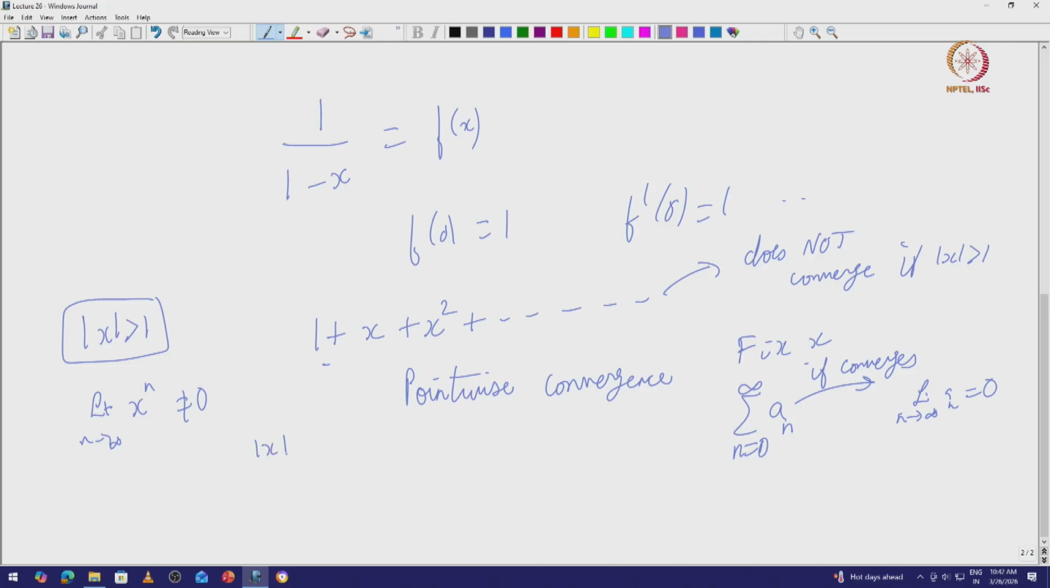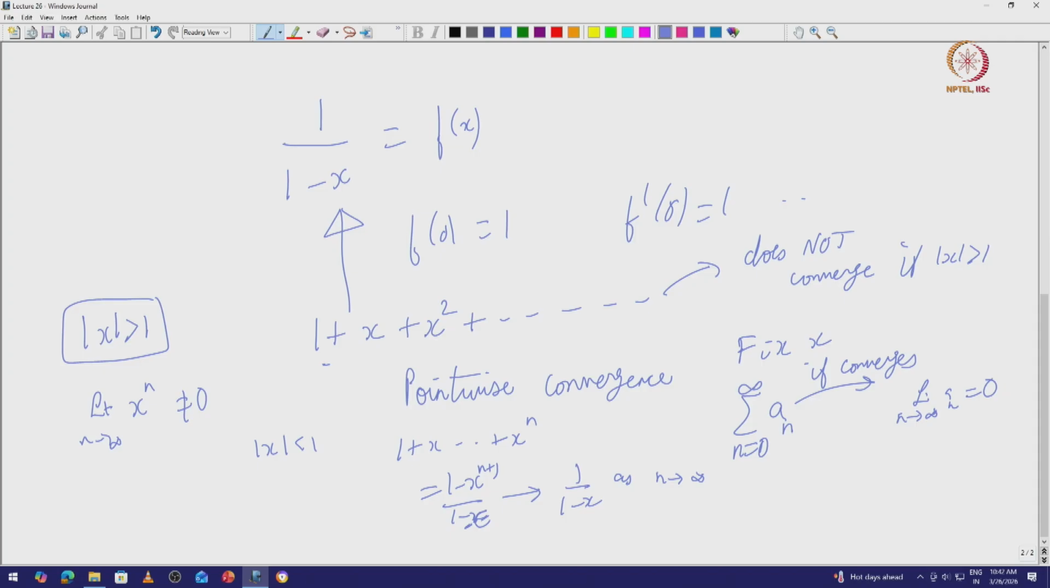What if mod x is less than 1? Does it converge? Well, it does, and it converges to this original function itself. And this we know because if you truncate this after, let's say, n terms, we all know the formula for this, the famous geometric series formula, right? And as n goes to infinity, this goes to 1 over 1 minus x. So in this case, it does converge and it converges to the original function.